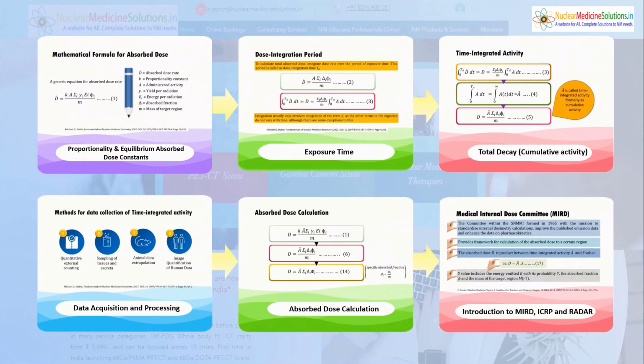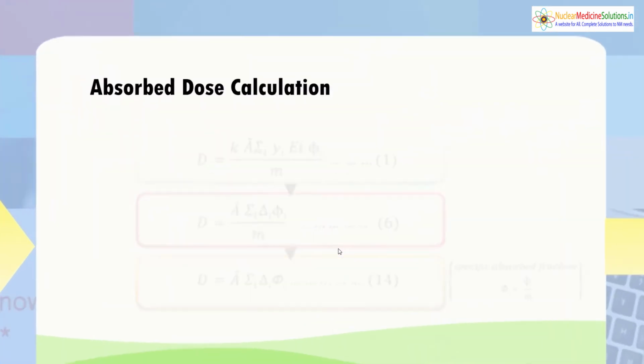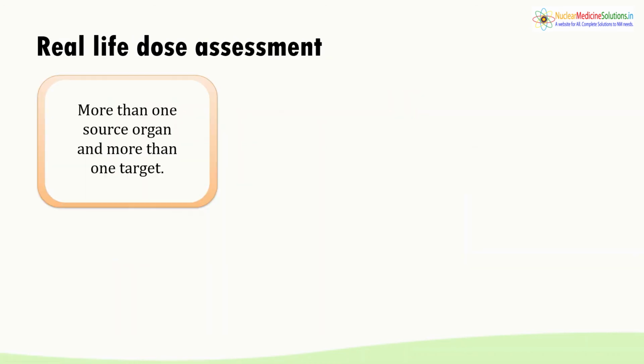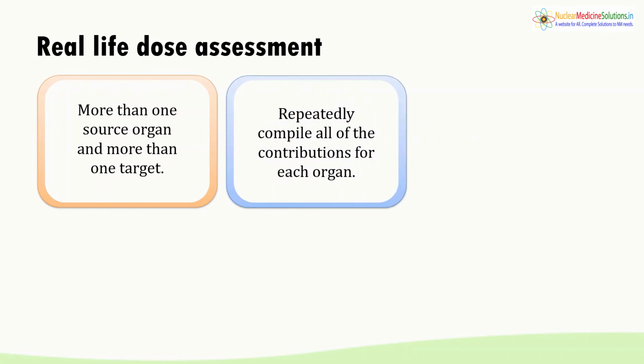So let us see how to calculate absorbed dose with the formulas we have discussed. This is the final equation which we obtained: D equals A tilde, sigma I delta I phi I, where phi I is the specific absorbed fraction. But in real-life dose assessment, there is always more than one source organ and more than one target organ, and repeatedly compiling all the contributions for each organ will give you a real dose assessment.